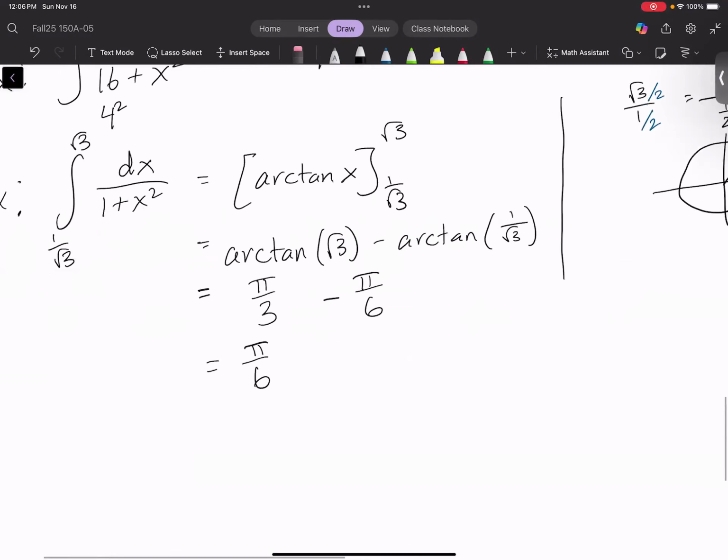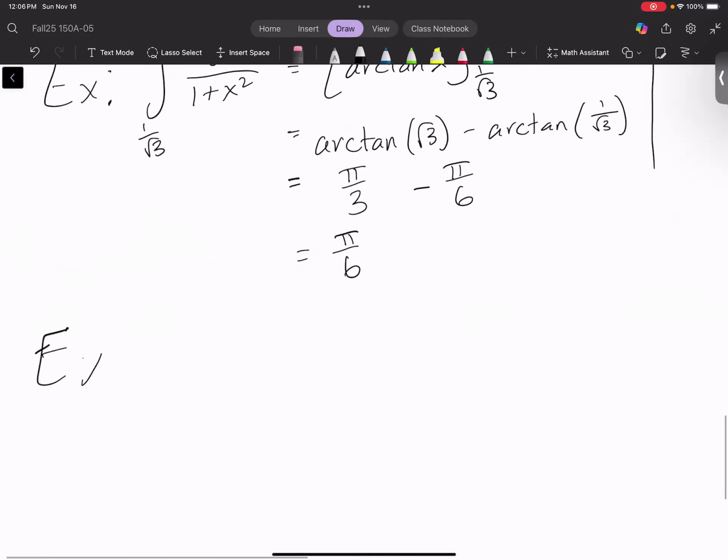Okay. Let's try another one. More unit circle stuff. Okay. So I'm going to give you this. I want you to at least get the antiderivative. And if you get the bounds too, awesome. Okay. But at least get the antiderivative here. So pause the video.